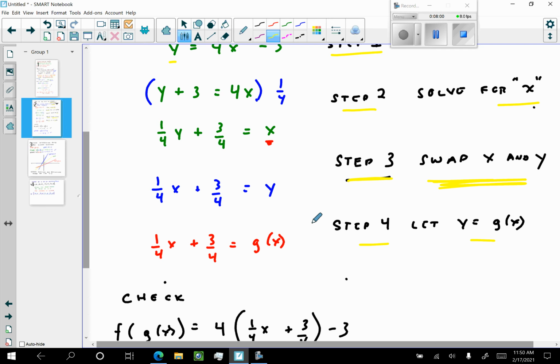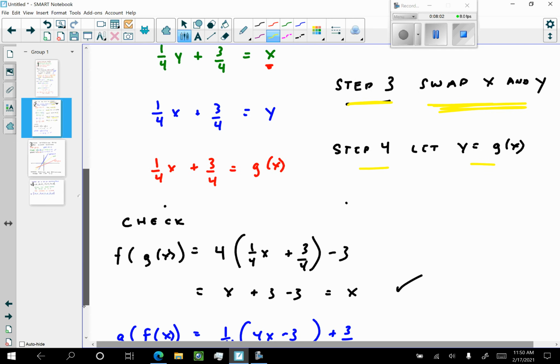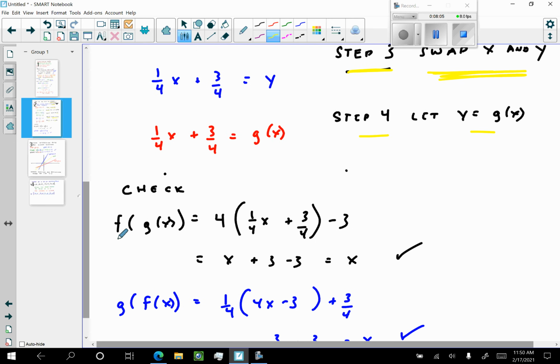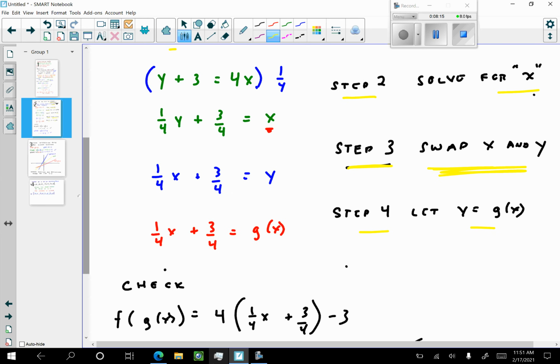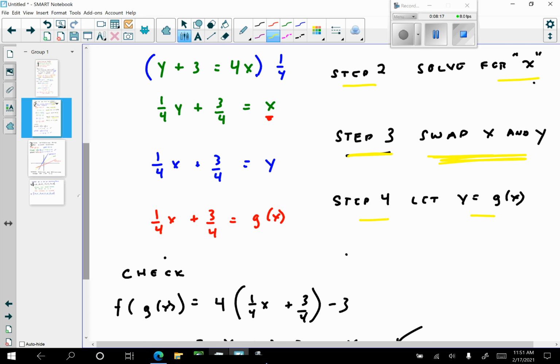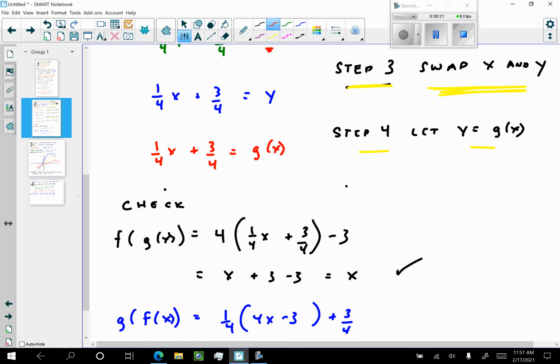But what do you think I'm going to do? As I've done a lot, I'm going to check my answers. So I'm going to find f of g. Recall that f of x is 4x minus 3, and this g of x that we just found is equal to 1/4 x plus 3/4, and now I'm going to check the definition.